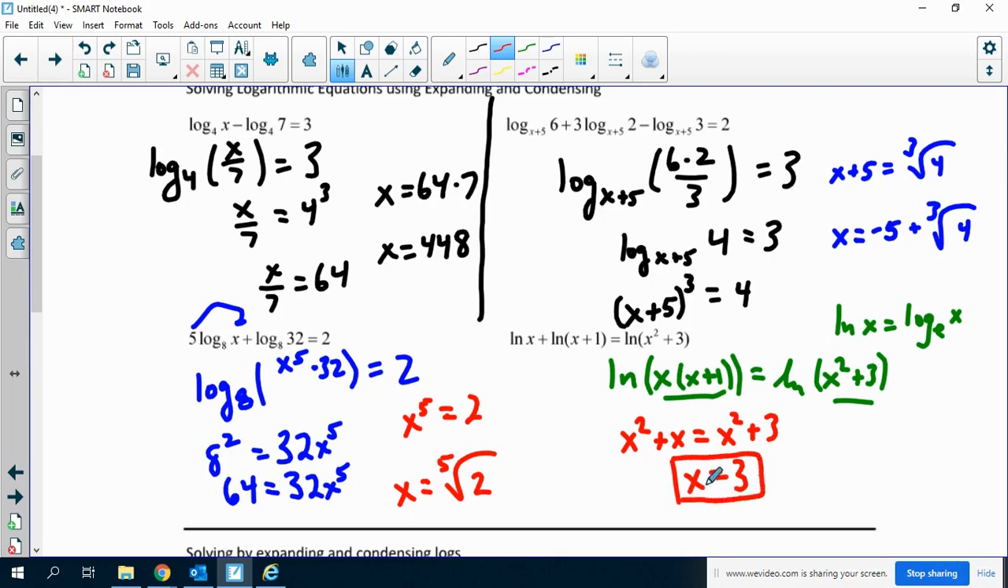Now, in order to make sure that this actually is true, I have to plug 3 back in and make sure that I don't get any negative numbers on the inside of a natural log or any log of any kind. But it ends up working out, and all of these numbers never give us any negatives on the inside of a natural log.